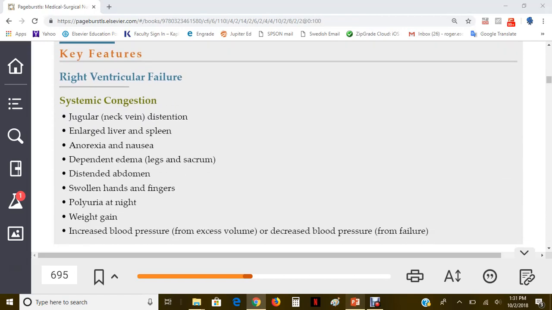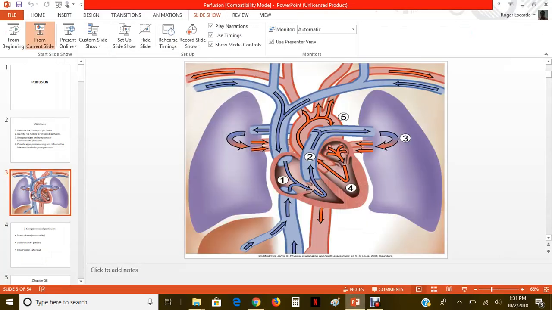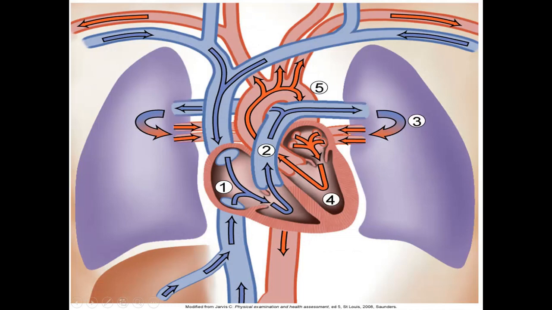So that is the right side now. If the left side is responsible for systemic circulation as well as emptying blood from the lung, the right side is in charge of receiving blood from the upper part of the body via the superior vena cava, as well as receiving blood from the inferior vena cava, which comes from the lower half of the body.